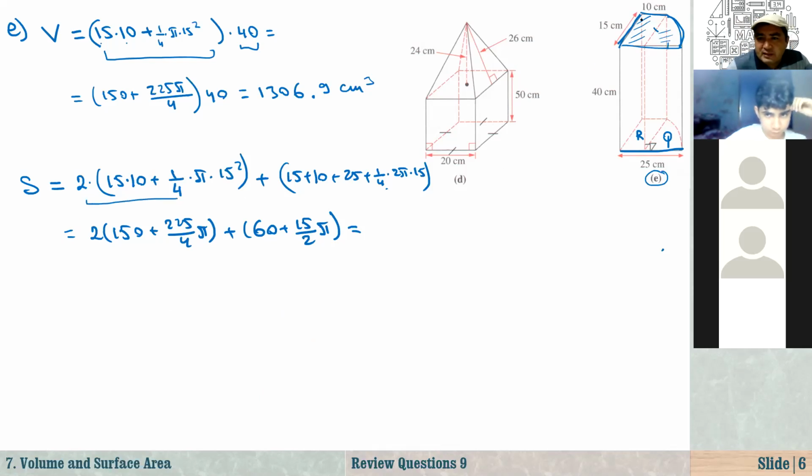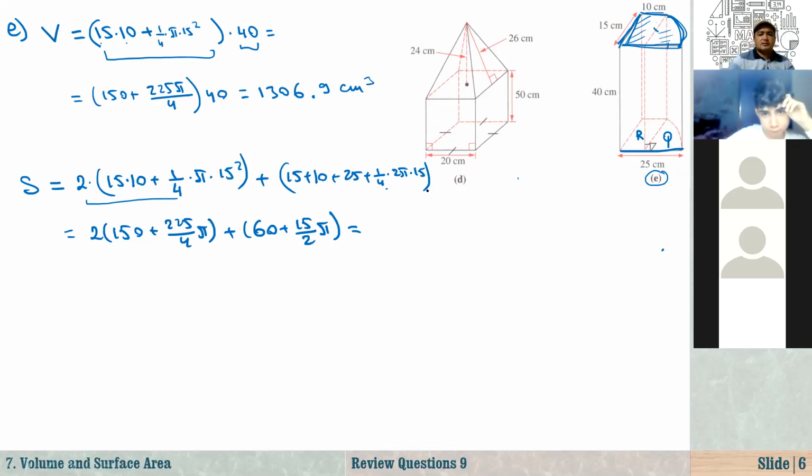I multiply by 2, it is top and bottom. Top is a rectangle plus quadrant, right? And also bottom is rectangle plus quadrant. So that's the top and bottom, plus the curved surface area, right? How many faces do we have? Here we have a rectangle, and after that, this curve. To find that area, we should find its perimeter. Perimeter is 15 plus 10 plus this one is 25, and this one is 1/4 of 2 pi times r. Radius is 15.